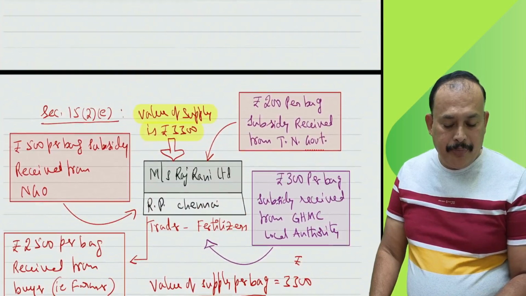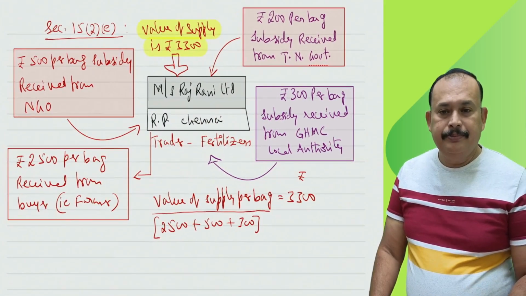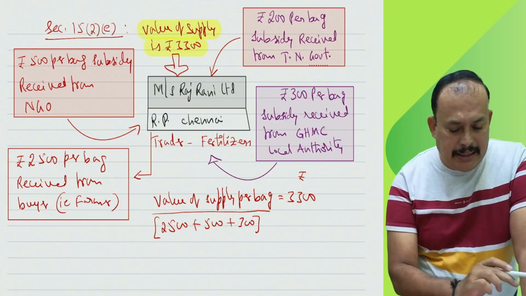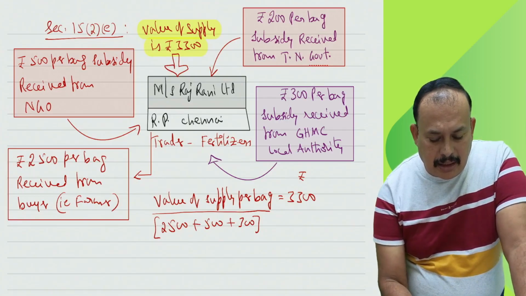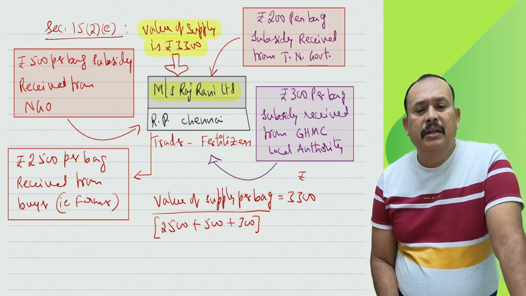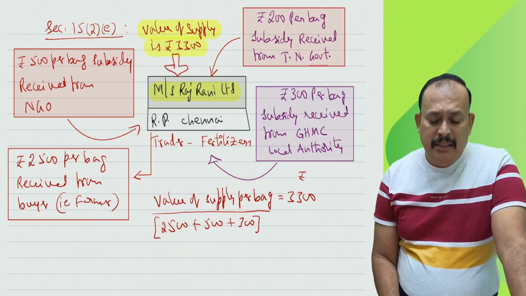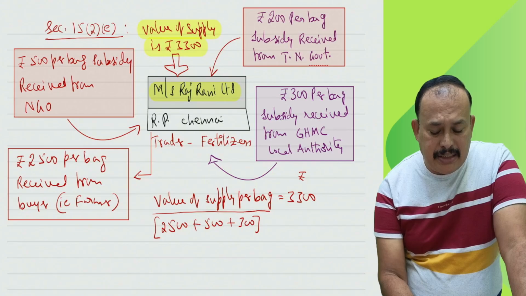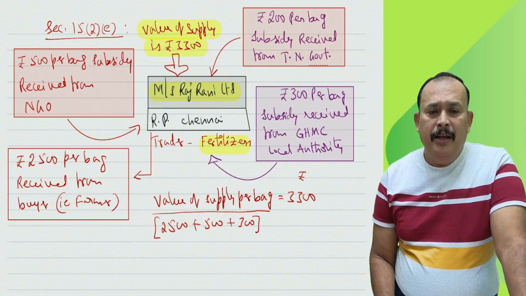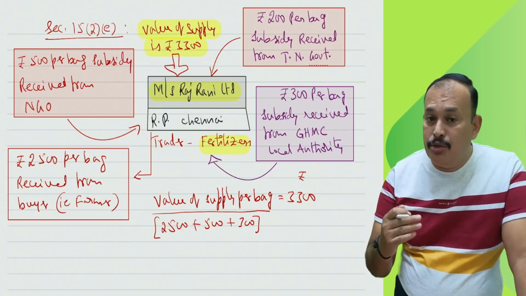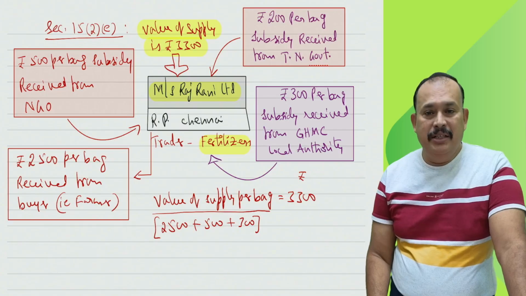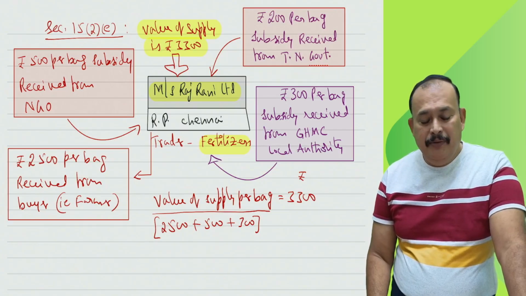Now look here, a simple example. In the given case, my client here is Raj Rani Limited. Raj Rani Limited is a registered person, a trader. Trading with what? Fertilizers. Before they sell the fertilizers to the farmers, they have received some subsidy in the following manner.